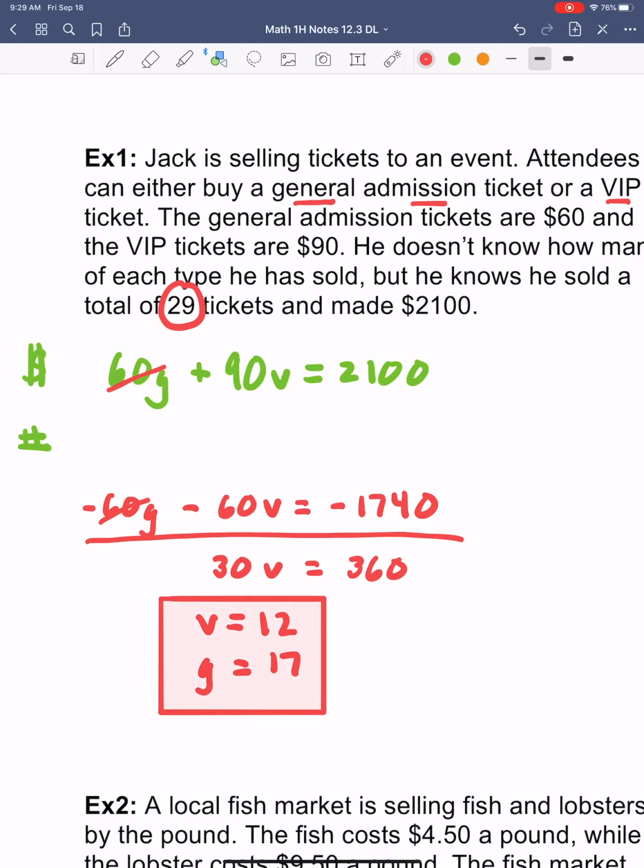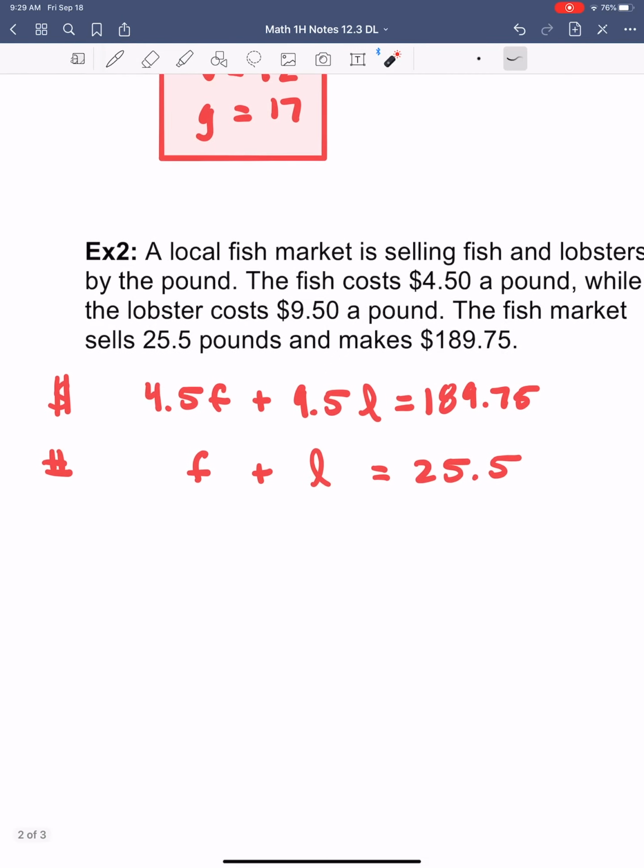All right. And then I want to make one quick point here. Notice I multiplied by negative 60, right? But I could have also multiplied by negative 90. Remember, the goal is to eliminate one of these two variables, so I just chose the opposite number like we've done in the past. Let's slide down below here.